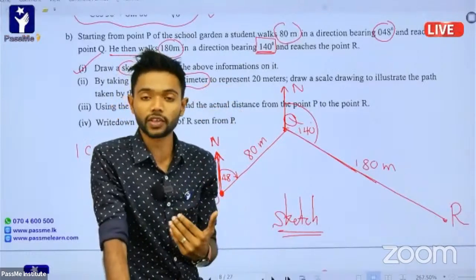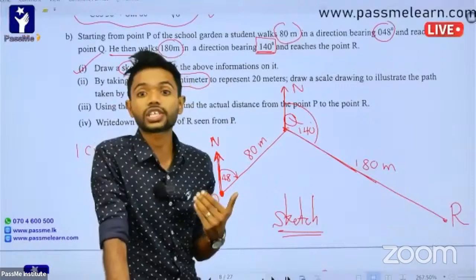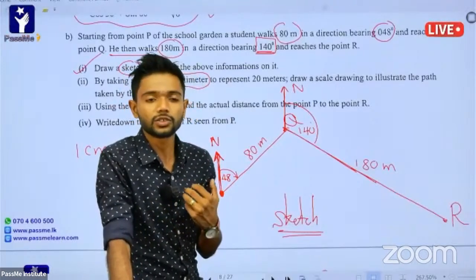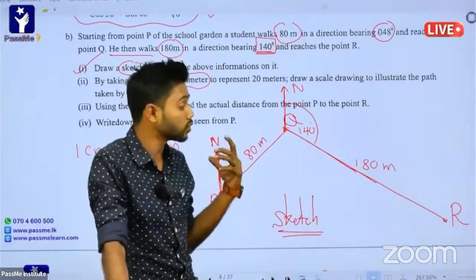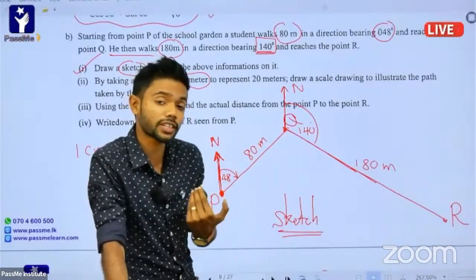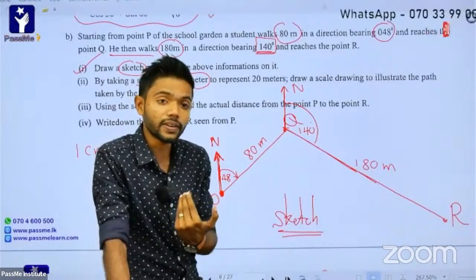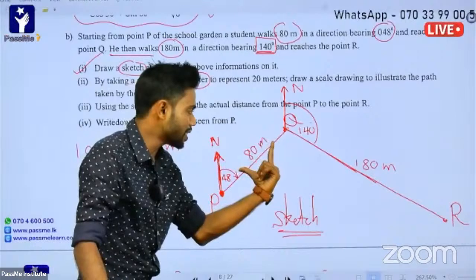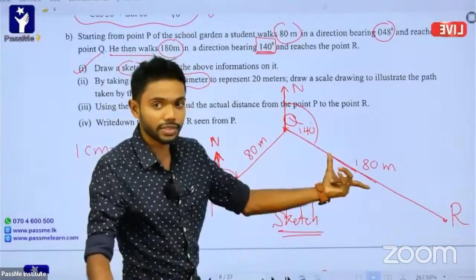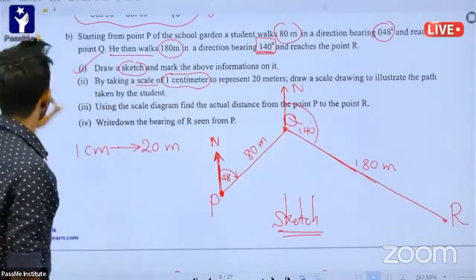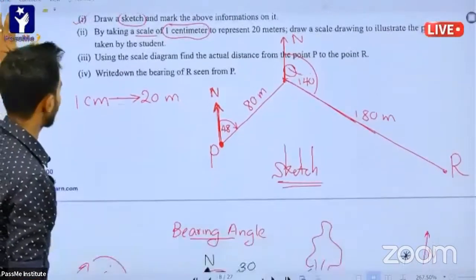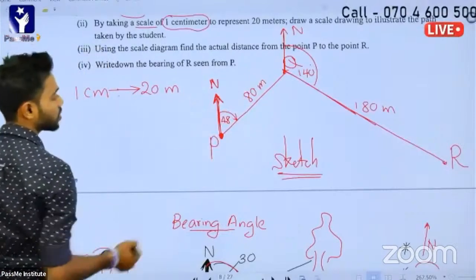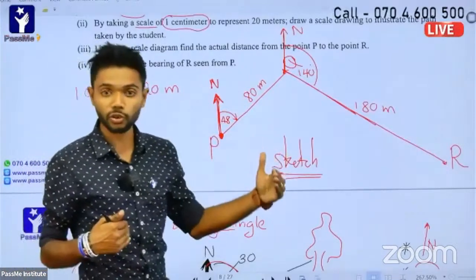Nobody can change it after you draw the scale diagram, because it's compulsory to draw the angles and the lengths with respect to the given scale. So therefore, 80 meter and 180 meter should be drawn according to the scale. Therefore, I will draw like this. I will convert this meter to centimeter because 80 centimeter cannot be drawn on your paper.